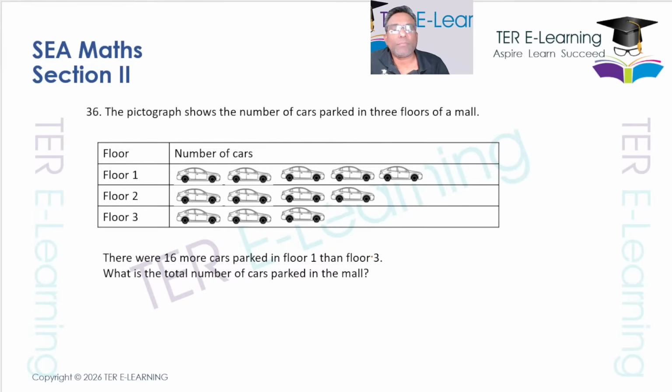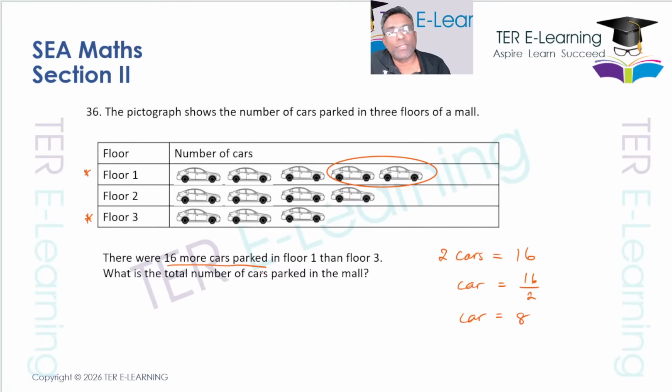Let's check that. There's 16 more cars parked in floor 1 than floor 3. So this is floor 3 here, and this is floor 1. The difference is that we have 2 extra cars here. Now they said 16 more cars, so that means 2 cars has a value of 16. So 1 car has a value of 16 over 2, so 1 car is equal to 8.